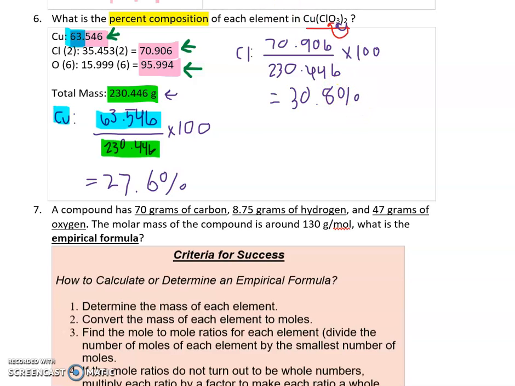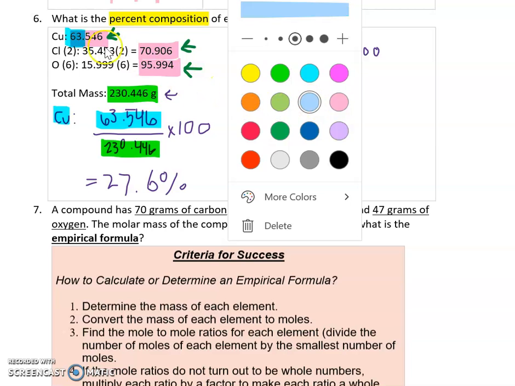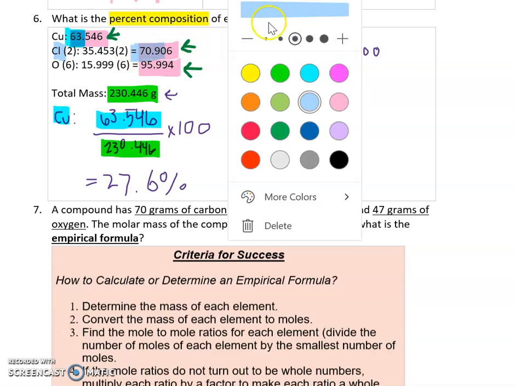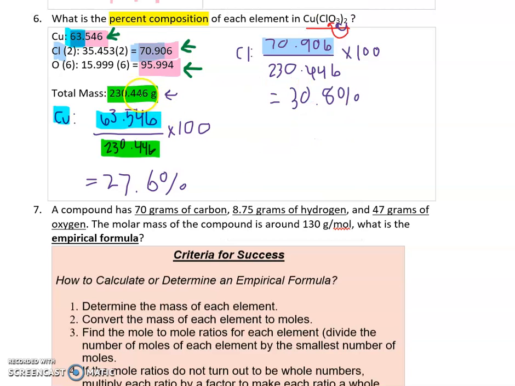So, one more time. I took the mass that I found of chlorine, this one right here, and put it on top of the fraction. Then I took the total mass of the compound that we found and put it at the bottom, times 100 to find the percentage of chlorine.